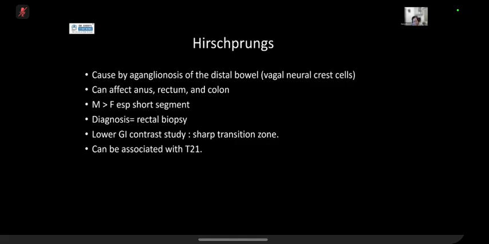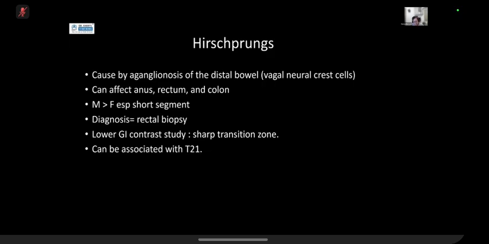And when you tell the surgeons that, what they'll do next is a rectal biopsy, which is the gold standard test. With any biopsy, the risk is perforation, but I think so far I've only seen one, so it's a fairly safe procedure.